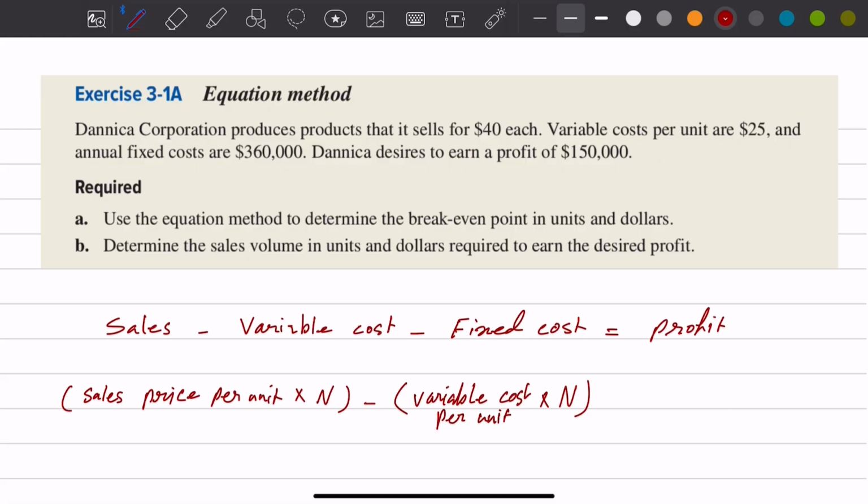And then we could also take our fixed cost, because for our break-even calculation we're gonna assume that the profit is 0. So what we do is we move the fixed cost to the other side and change its sign. So that's gonna be equal fixed costs plus profits. Okay.